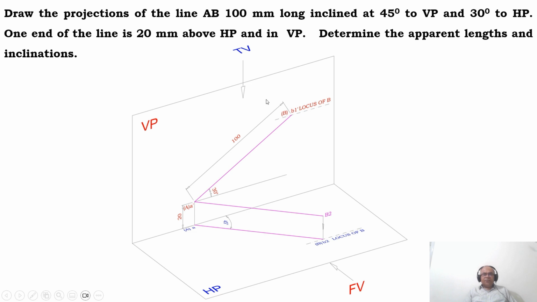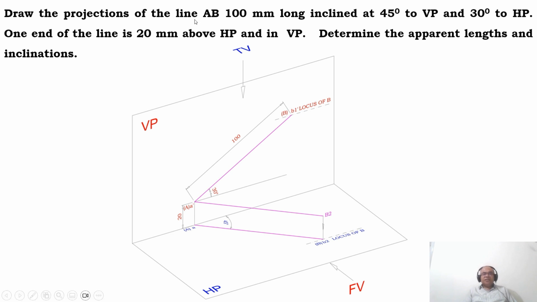And when you look from the top view, point A is in VP and point B1 dash is also on VP. Therefore the line is parallel to VP. Since the line is parallel to VP, you can see the true length in VP. So that is the reason why you have capital A and capital B. Why is it parallel to VP? Because the point A is already in VP. So obviously, since it is the true length, the point B1 dash should also be on VP. Then only the line is going to be parallel.